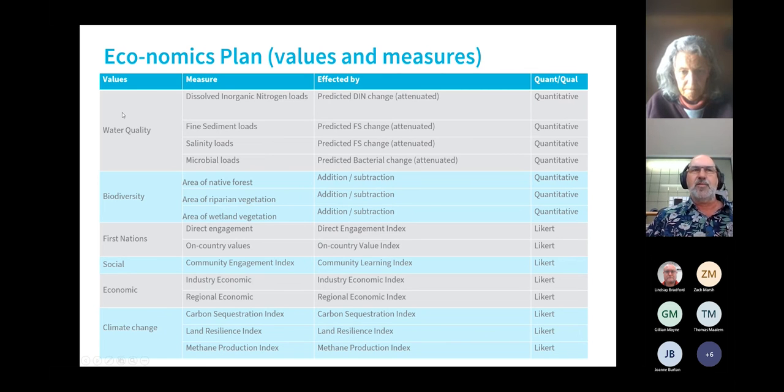Here's where I've currently got to in terms of thinking, from my experience dealing with NRM. I've come up with these broad representations of values: water quality, biodiversity, First Nations, social, economic, and climate change. There are different ways to slice and dice these things. These are the representative measures that we often use to describe those values or capture them. We'll come back to this slide.